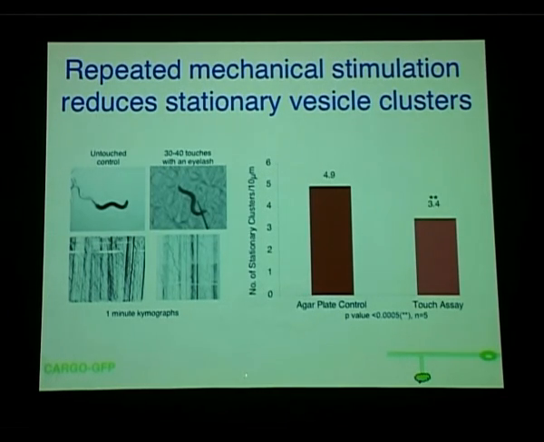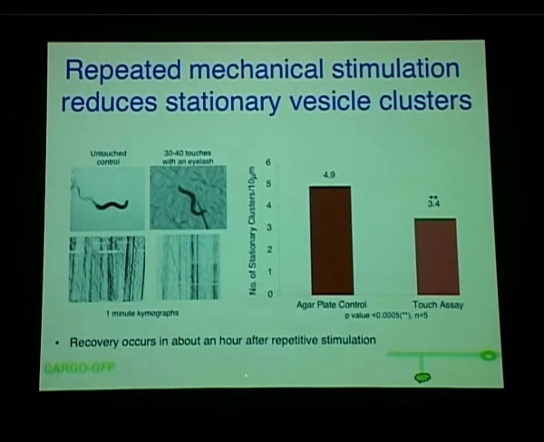So what would we see? When we stimulate the animal 30 to 40 times using an eyelash, and then we image, here are multiple kymographs, what we find is that the number of stationary cargos drop. And I'll show you a later figure where we see the number of vesicles per stationary cargo drop. And in about an hour after the stimulation, it comes back up.